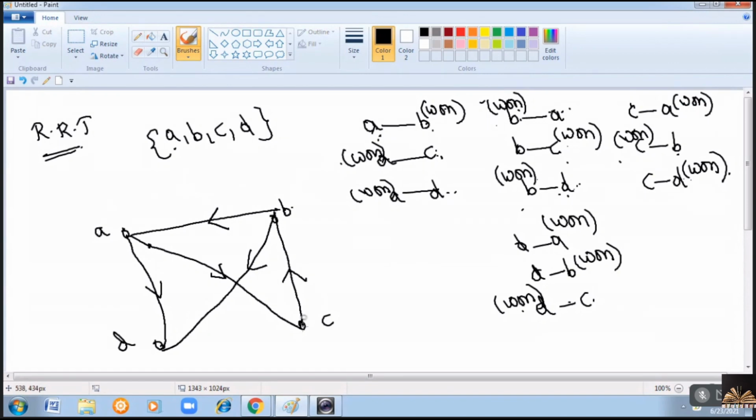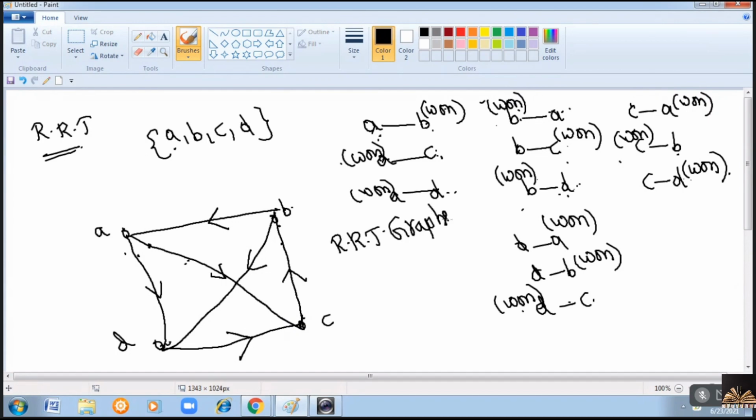Now coming to C. C to A is already represented and A has won the game. C to B is already there. C to D should be shown. And here D won the game. So the direction should be from D to C. Now coming to D. D to A is already represented. D to B is represented. D to C is also represented. Right? Now this is a round robin tournament graph.